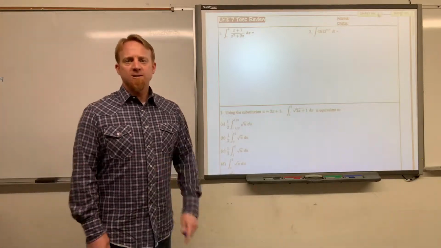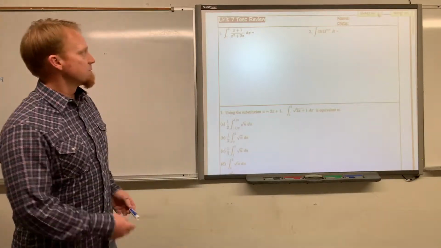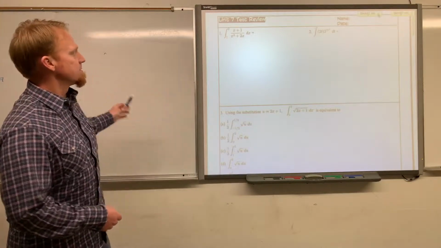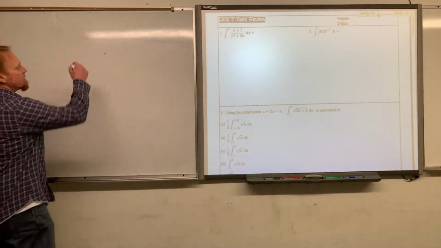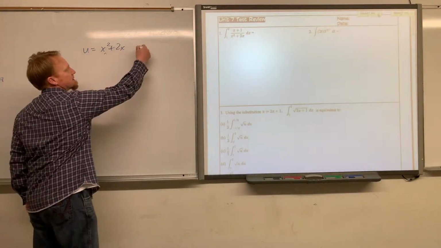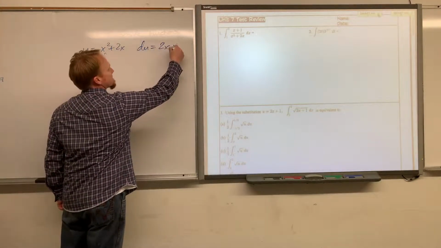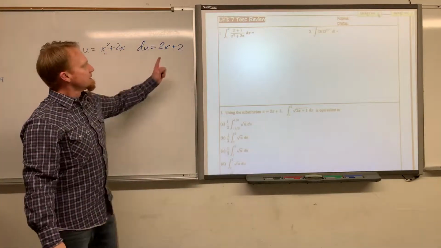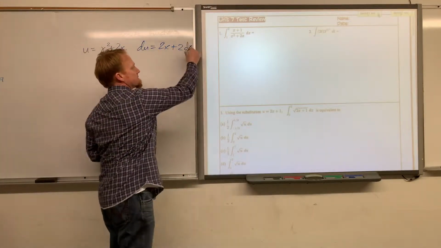Alright, looking at answers to the Unit 7 test review. We're going to start off with number 1. I'm going to work it over here on the side. Number 1, we need u to be x squared plus 2x. My derivative is 2x plus 2. And don't forget the dx.